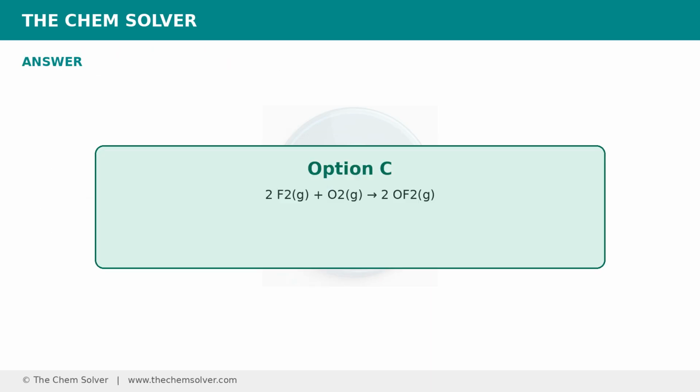The correct answer is option C. 2F2 plus O2 gives 2OF2.